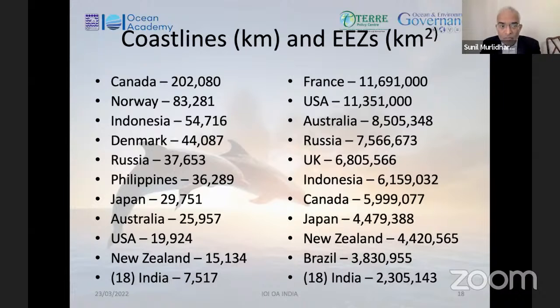Now the other surprising one here is Denmark, which is a tiny country in Europe, but it's number four. That's because it's got this island called Greenland, which belongs to them. So of course, if you then take the coastline of Greenland, then it becomes quite big. So that's why Denmark features in there.